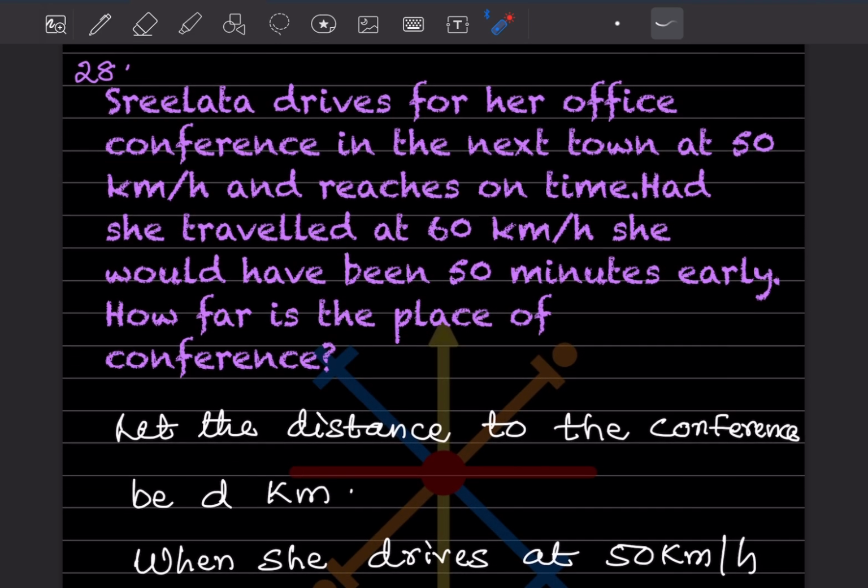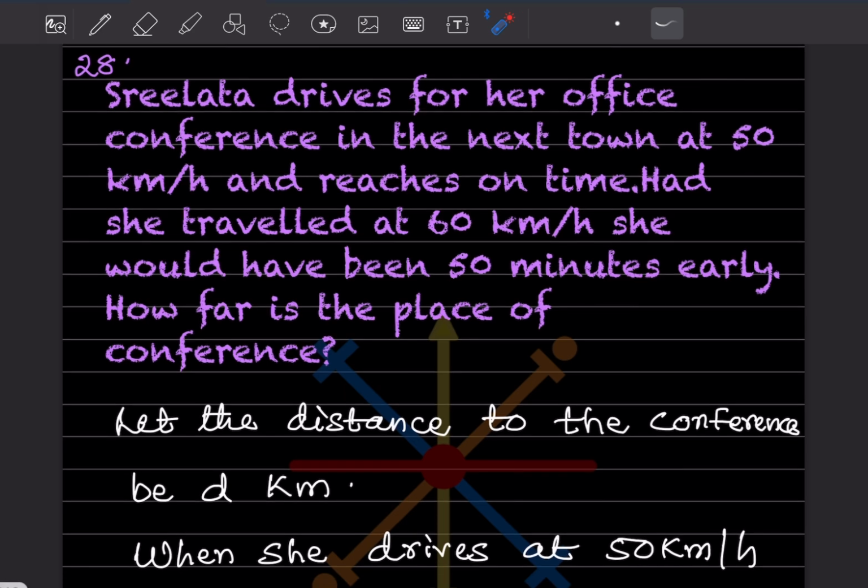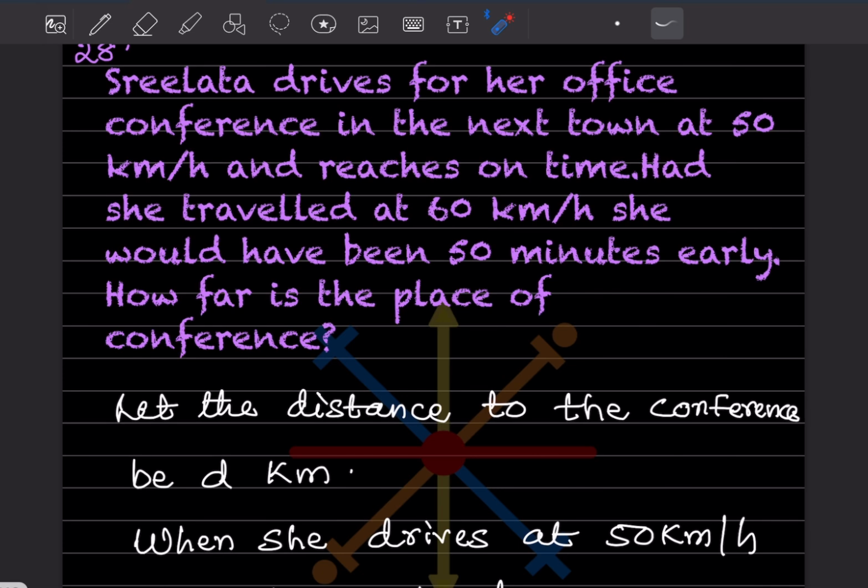Srilata drives for her office conference in the next town at 50 km per hour and reaches on time. Had she traveled at 60 km per hour, she would have been 50 minutes early. How far is the place of conference? So let the distance to the conference be, that is d kilometer. When she drives it, that is 50 kilometer per hour.